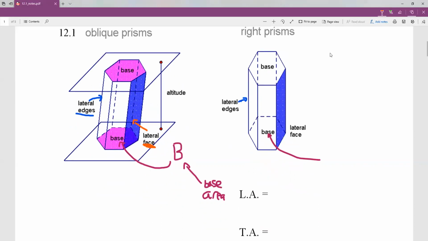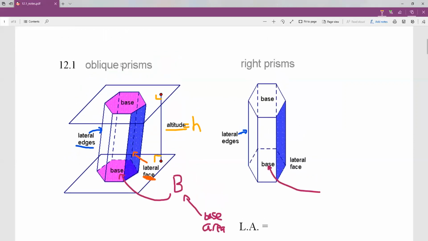And then lastly, we have the altitude. The altitude, also known as the height, is the distance from the plane that goes through the base to the plane that goes through the top base. Now, just like before when we talked about triangles and area, the height's got to be perpendicular to both of these bases.